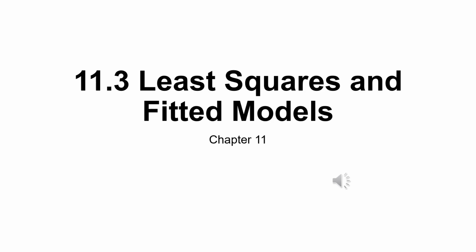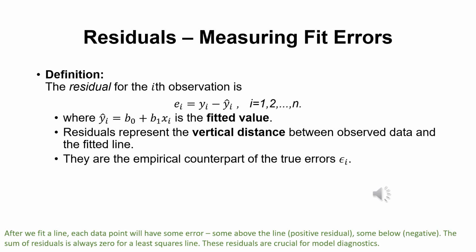Residuals are incredibly useful for checking model assumptions later. The residual for the ith observation is e_i equals y_i minus y hat_i, where y hat_i is the fitted value. Residuals are the vertical distance between observed data and the fitted line. They are the empirical counterpart of the true errors epsilon_i.